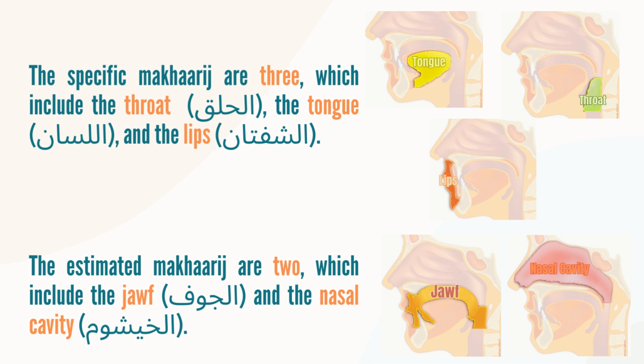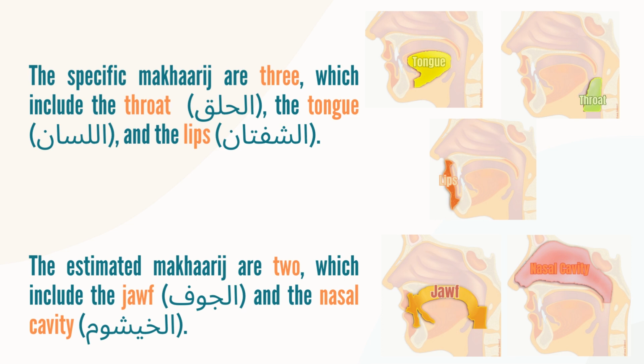The term specific makharij pertains to a precise and identified point of articulation from which letters are produced by the collision or the contact of the two components of the makhraj. On the other hand, the expression estimated makhraj refers to an articulation point that is only roughly known or approximated, and letters are produced from it by the parting of the two components of the makhraj.